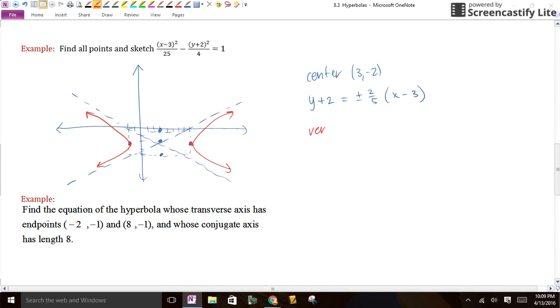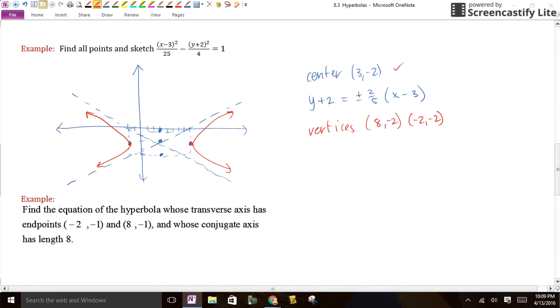Probably tell people what my vertices were. So where are those points? Well, what did I do? I added 5 to the x. So that would be 8, negative 2. And I subtracted it. So that was negative 2, negative 2. I just did that to the center right there.